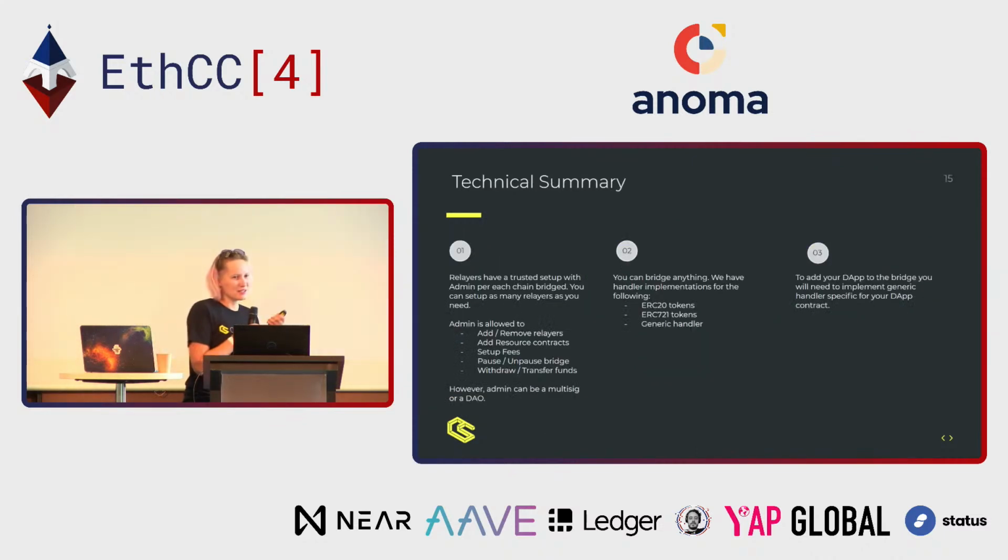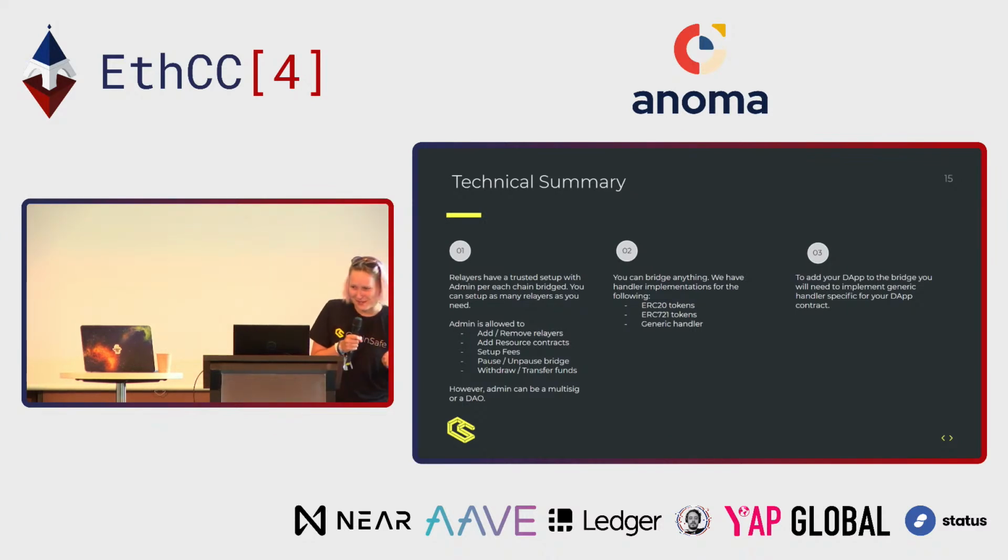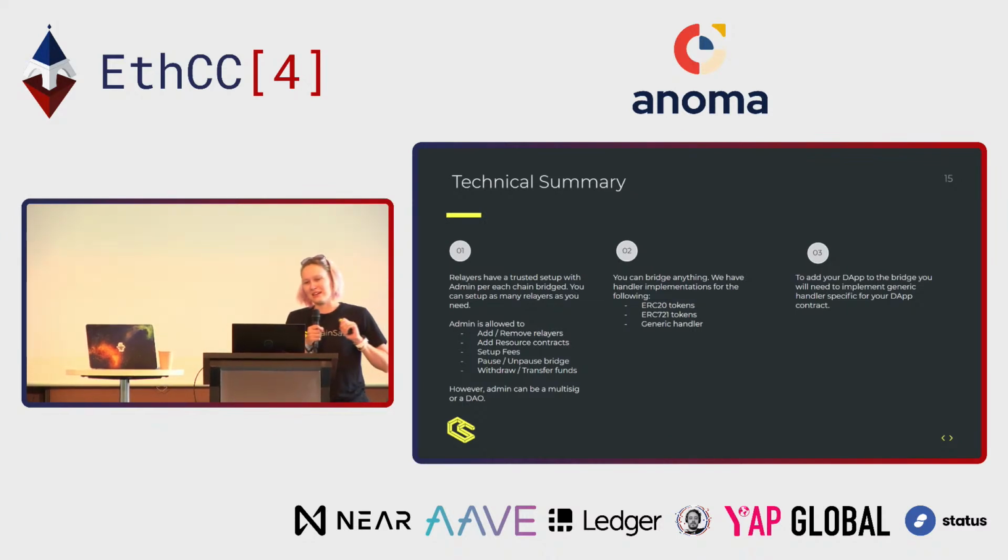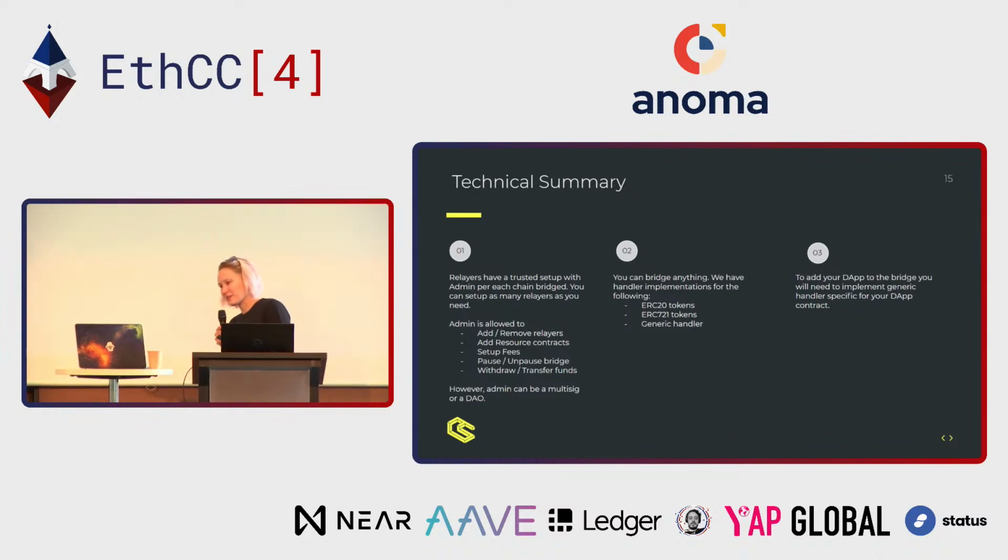All right, so the technical summary. What can you do with the current Chainbridge? Right now, the most common configuration is a very use case specific bridge. Usually it goes something like a trusted setup or a trusted federation, where you have an admin set up as a multi-signature, and here are the functions that you can do as an admin. Usually it's a multi-sig instead of an admin, but you can as well have a DAO.